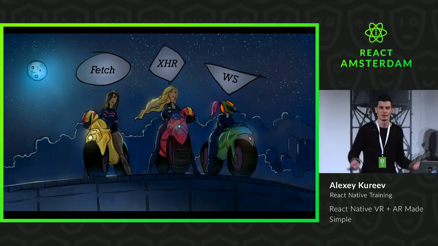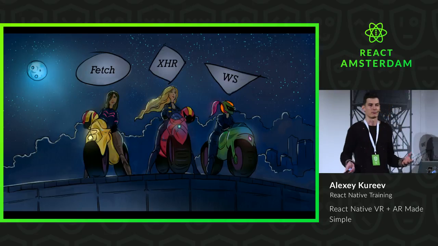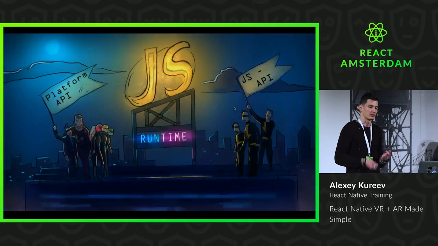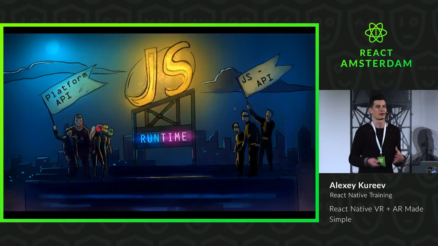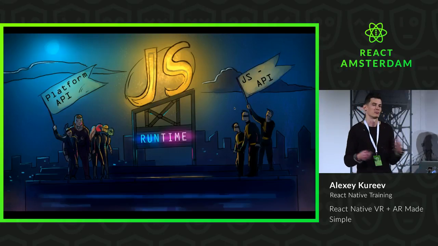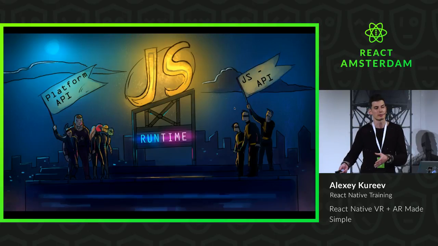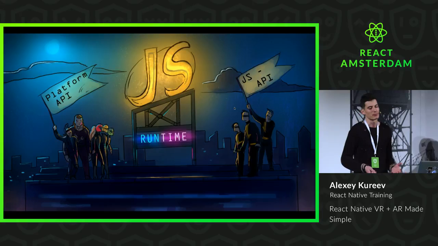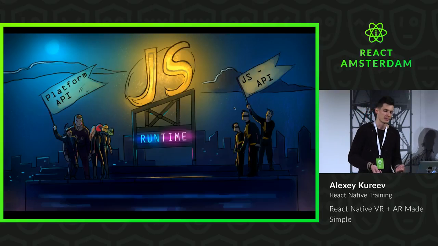But you're wondering, how does it work then? I mean, we have browsers, and in browsers we can use these APIs. We can use them in React Native. So the trick is that there is such a thing called the JavaScript runtime, and it consists of two things. The first is the JavaScript API, which complies with the ECMAScript standard. And the second part is the platform API.